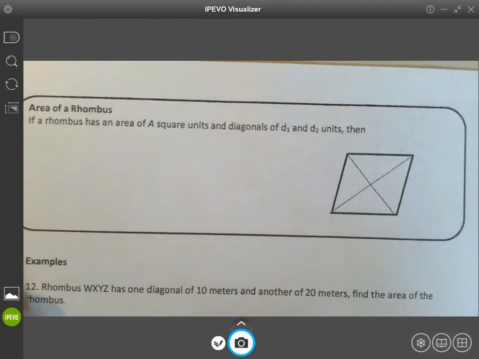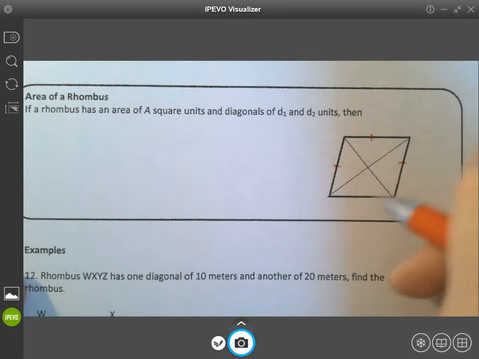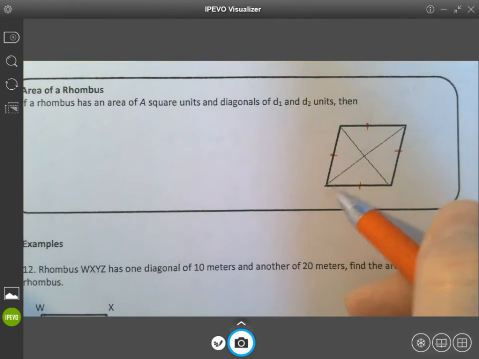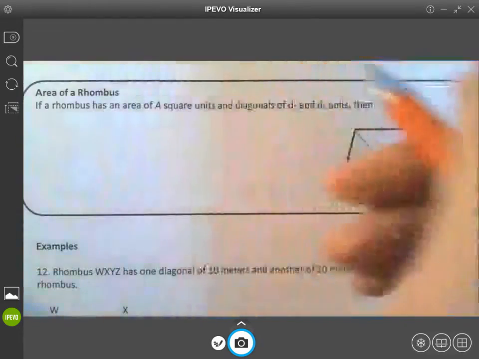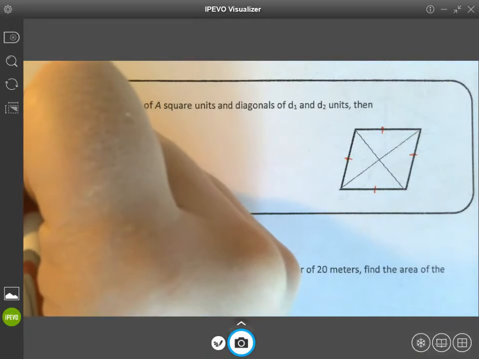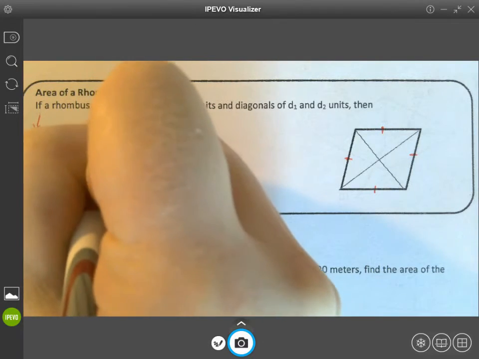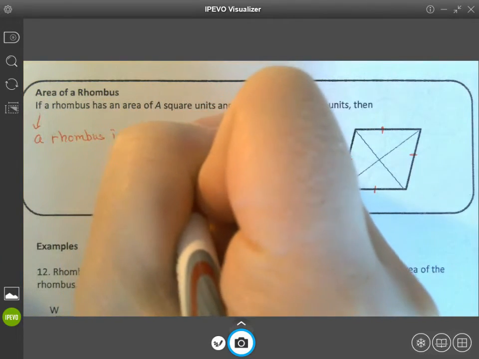Okay? A rhombus is like taking a square. All 4 sides are congruent. It's like taking a square and pushing it to the side. A parallelogram is like taking a rectangle and pushing it to the side. We lose those 90-degree angles, but there's a lot of properties there. So in all reality, a rhombus is a parallelogram.